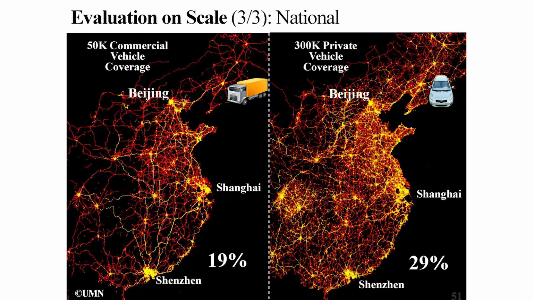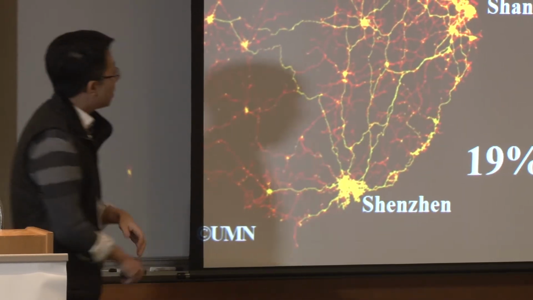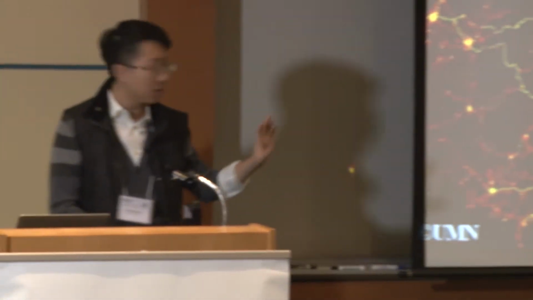It's interesting to see the difference between the commercial vehicle and the private vehicle. For the commercial vehicle, the travel distance is long, and most focus on these highways. But for the private vehicle, the travel distance is short, and most focus on the cities with big clusters here. In terms of numbers, for the commercial vehicle, we can reduce the mileage by 19%, and for the private vehicle, by 29%.